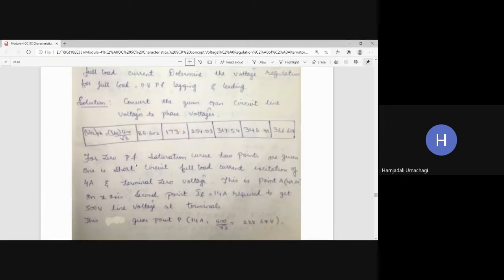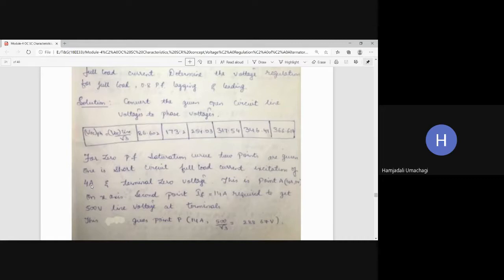Let us see what is given in the ZPF test data. For the zero power factor saturation curve, 2 points are given. One is the short circuit full load current. Short circuit full load current means zero voltage, and to get that short circuit or zero voltage condition, the required field excitation IF value is 4 ampere.